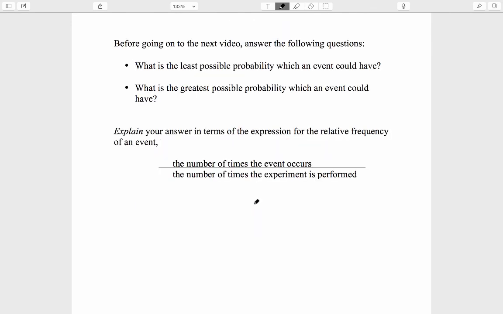Before going on to the next video, please answer the following questions. What is the least possible probability which an event could have? And what is the greatest possible probability which an event could have? Please explain your answer in terms of the expression for the relative frequency of an event. That is, number of times the event occurs divided by number of times the experiment is performed. The answers to these questions are related to this definition of relative frequency.